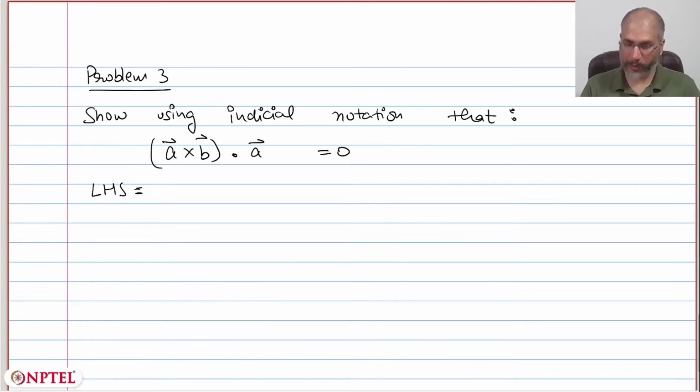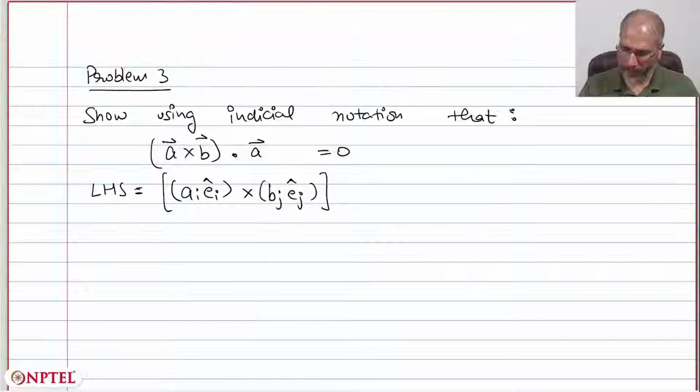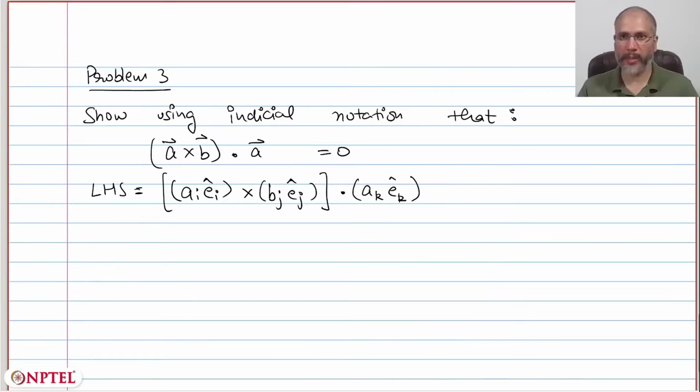I'll write this expression A cross B dot A using the indicial notation. So this is A_i e_i crossed with B_j e_j, and this whole is dotted with an A vector. So we'll write this as A_k e_k. Again, you have two A's appearing in this mathematical expression, but when you write them in the indicial notation, you have to use different indices for different A's.